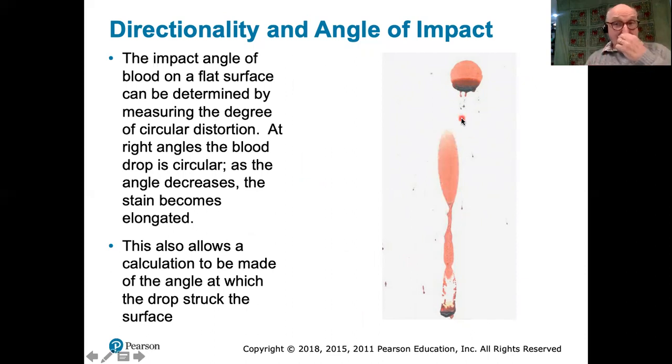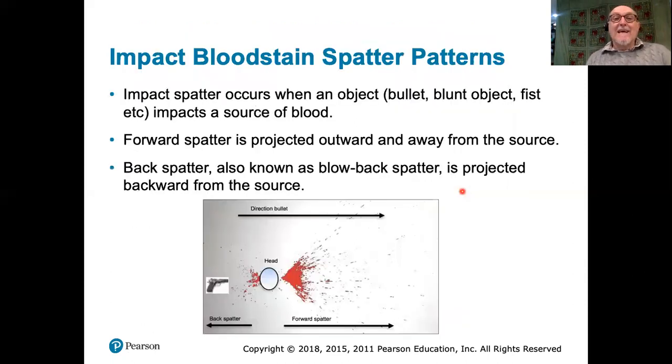And by looking at the shape of that ellipse, we can tell the angle at which the blood struck that surface. The more horizontally it comes in, the longer that ellipse. The more vertical, perpendicular to the surface, the more circular that ellipse. So we can tell the angle that the blood was moving. We can tell the direction that it was moving. And this allows us to make a back calculation, as we'll see in a minute, that allows us to say approximately where that blood spatter originated from.